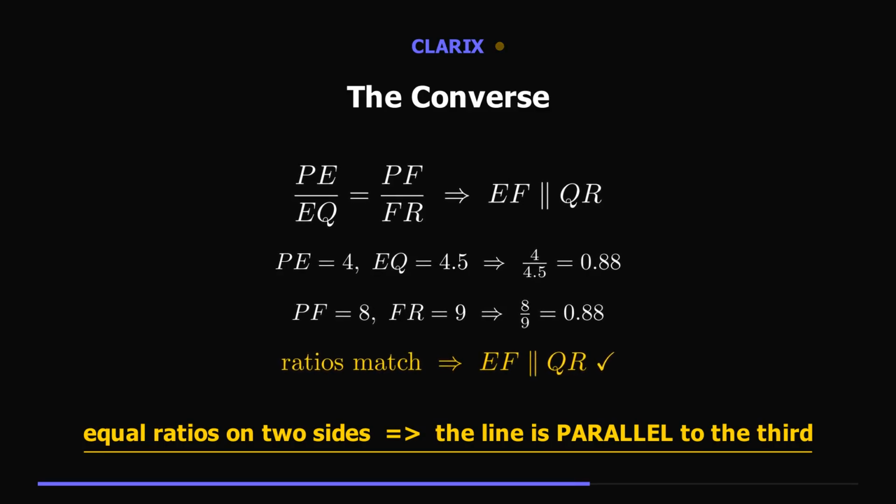Quick test. A point E on one side gives PE 4 and EQ 4.5. A point F on the other gives PF 8 and FR 9. Is EF parallel to QR? Check the ratios. 4 over 4.5 and 8 over 9. Both equal 0.88. They match, so yes, by the converse, EF is parallel to QR.